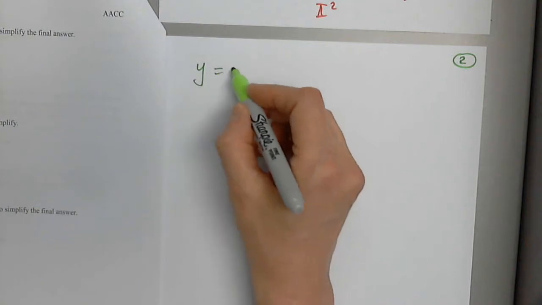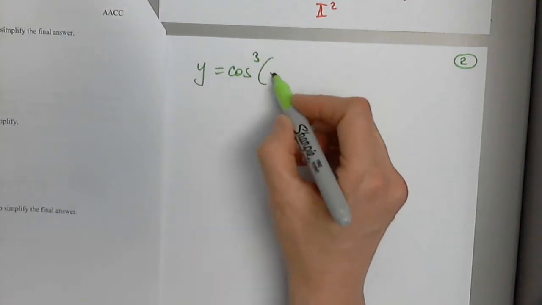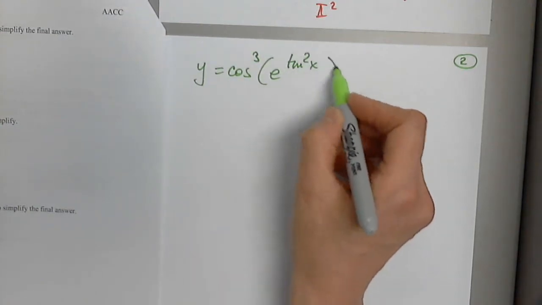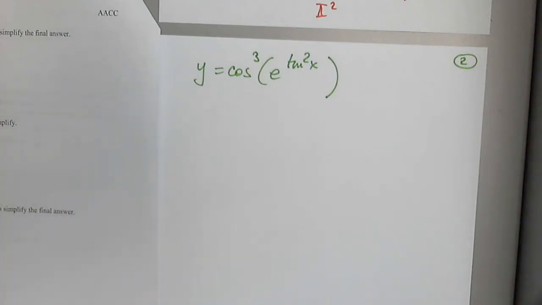So then we have y equals cosine to the third, e raised to tangent squared. Do we need a moment on this? Is that a yes? Do we need a moment?